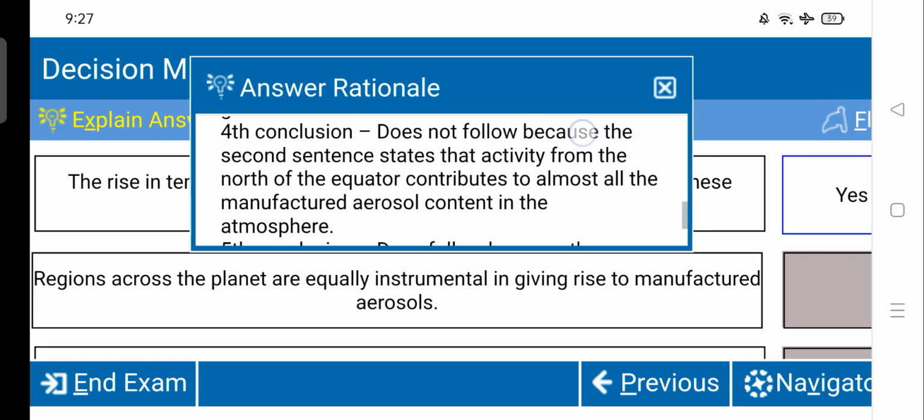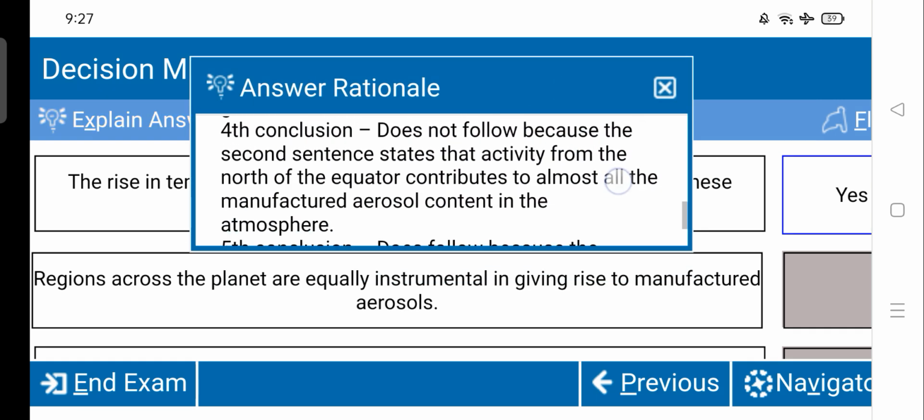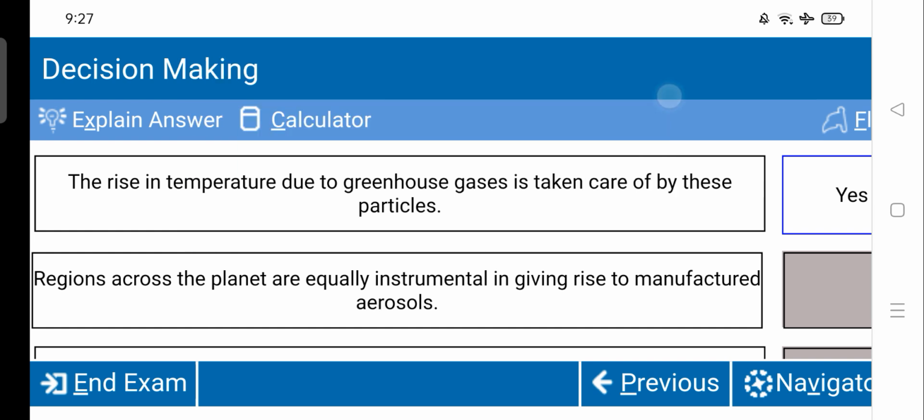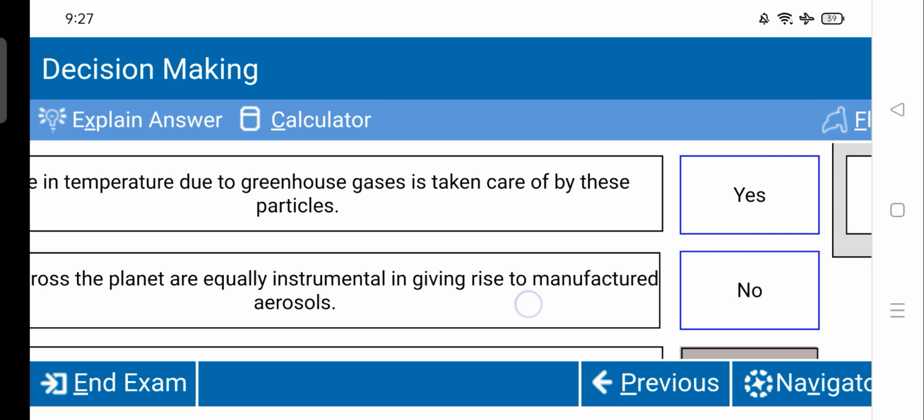Fourth conclusion, that regions across the planet are equally instrumental in giving rise to manufactured aerosols. It does not follow because the second sentence states that activity from the north of the equator contributes to almost all the manufactured aerosol content in the atmosphere. So drag a no and drop it in that box.